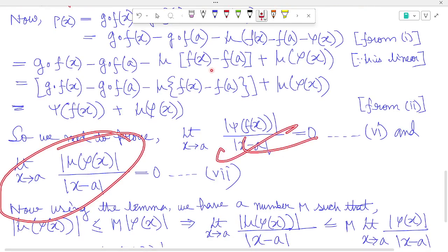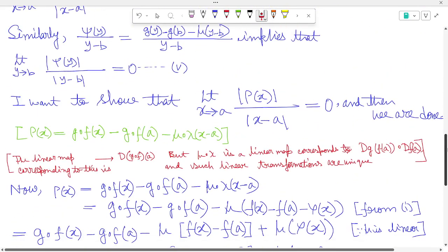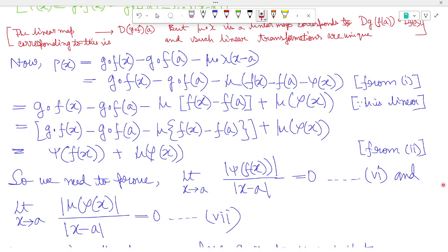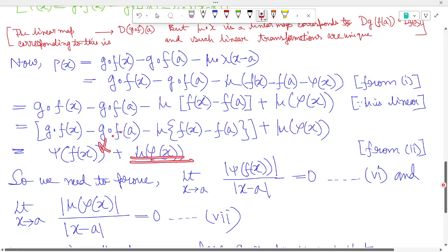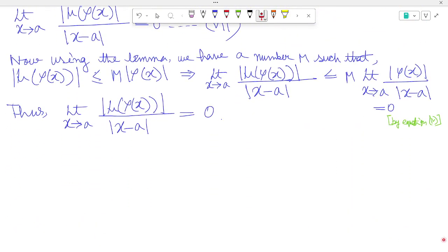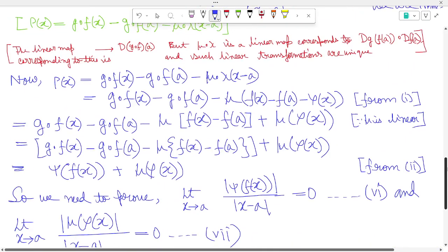I need to prove this, but the problem is that I don't have any information whether this is a linear map or not, or whether this type of above lemma holds or not. I have no information here, so I cannot use this case.